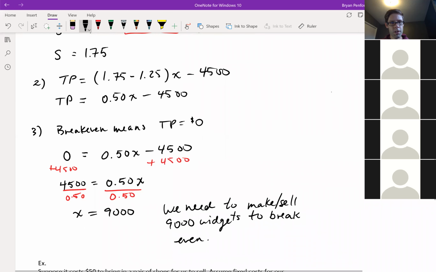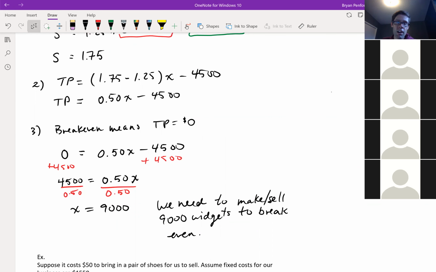Okay, so this is a situation here. If I know my fixed costs are 4,500 and I get 50 cents for each item that I sell, doing that division, which is essentially what we're doing right here, gives us 9,000. So that's the number of items that need to be sold in order to cover the fixed costs, but not make any additional profit.